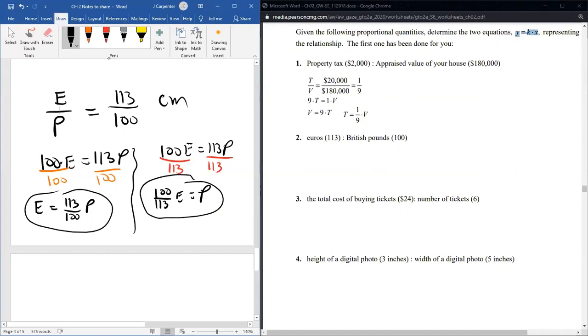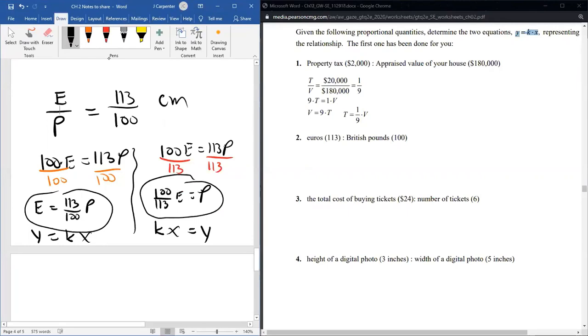This is literally doing y equals kx. Now you have y equals kx. You know that k is that 113 over 100 in this left scenario. E is the euros is what you've called y, and pounds is what you've called x. Or if you did it this way, again, the thing by itself is on the right, so that's the y, and then the k and the x. So k is the flip-flop of it.